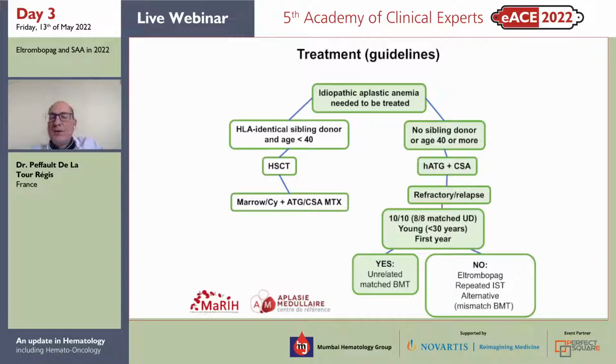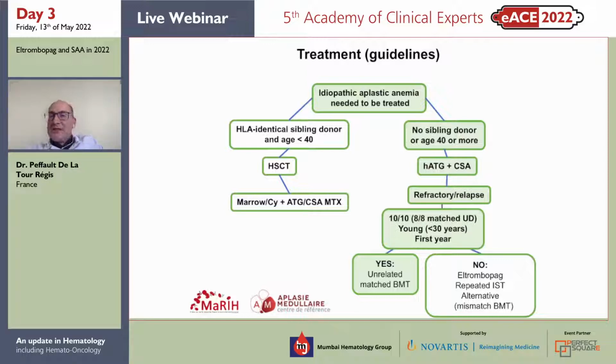The other thing that you have to verify is that the patient is not presenting with an inherited disorder. So in other words, you have to verify that you did not miss a constitutional disorder and that the patients have not been diagnosed with a Fanconi anemia or dyskeratosis congenita that will explain that he is not responding to immunosuppression.